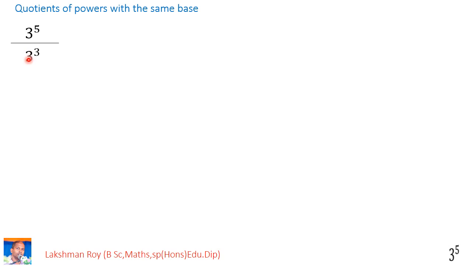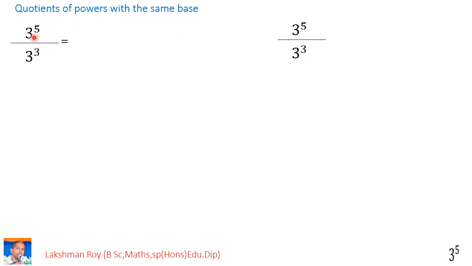So this one I'll simplify using one method, and the same thing you can see here, 3 to the power 5 divided by 3 to the power 3. So you can see the same question. Here I'll explain one method, and here another method, so you can find what is easy.